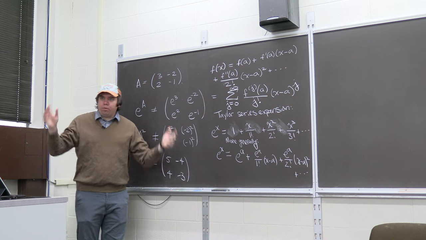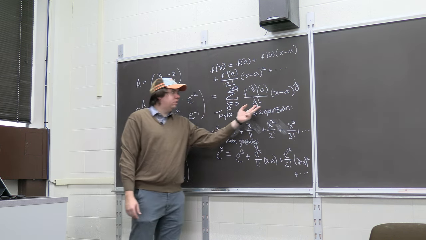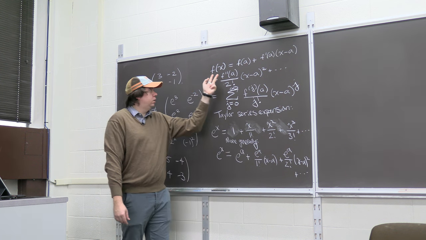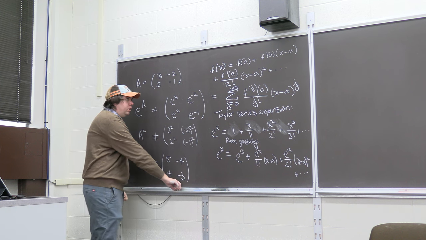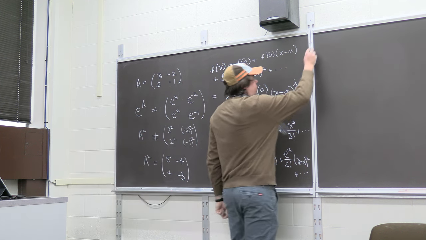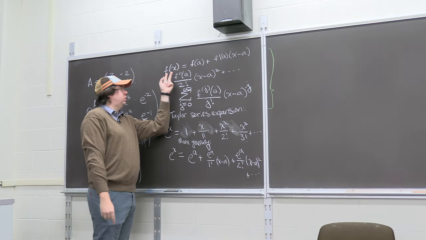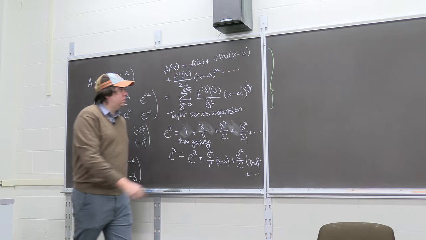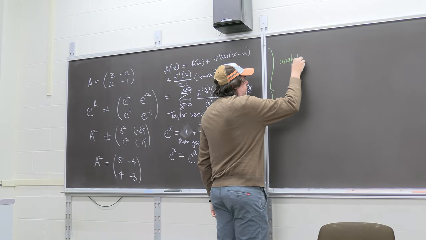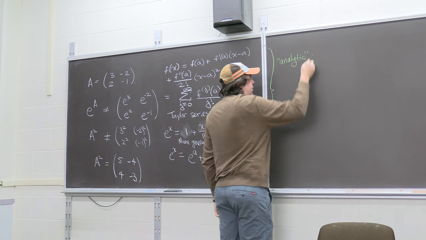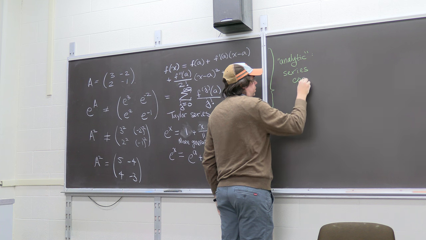Now, a big portion of calculus 2 is thinking about when does the Taylor series actually converge to your function, right? So maybe a word that you may have heard before, or maybe not, is we say that this is analytic if it converges to f of x, right? So analytic is just a word meaning that the series converges.